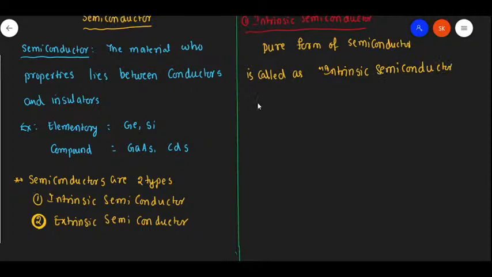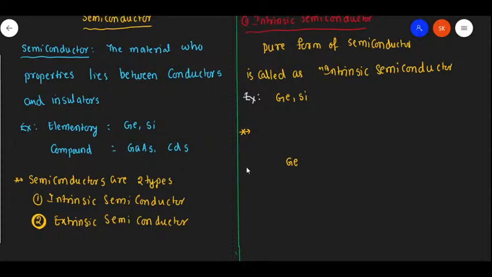What are the examples of the intrinsic semiconductor? Germanium and silicon are the examples of the intrinsic semiconductor. What are the characteristics of an intrinsic semiconductor? If you take germanium or silicon, both are tetravalent. That means four valency electrons are present for each germanium.